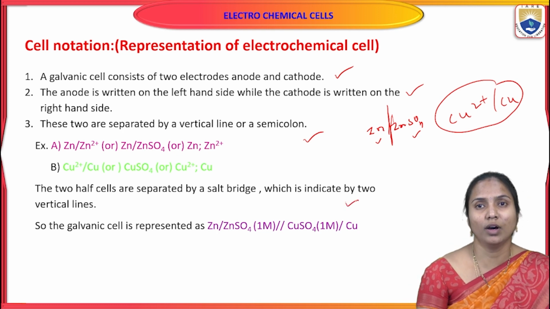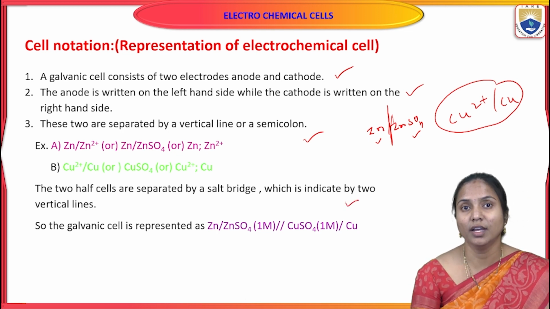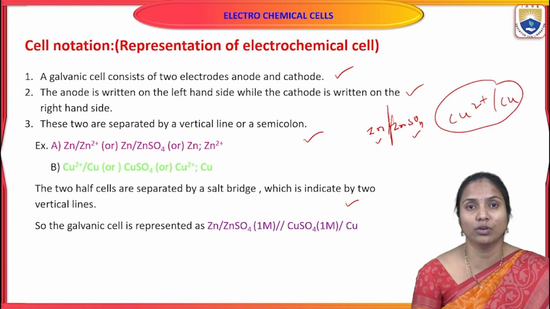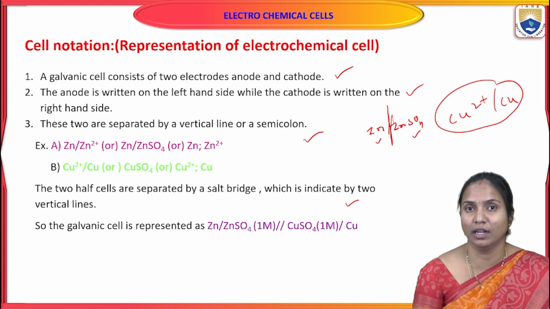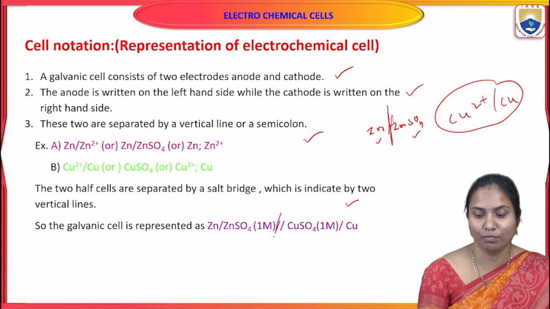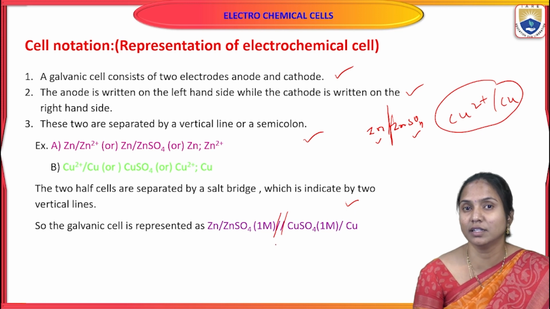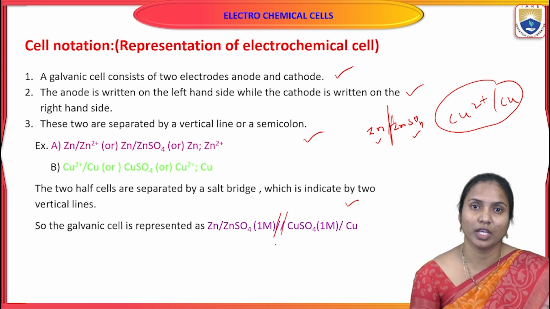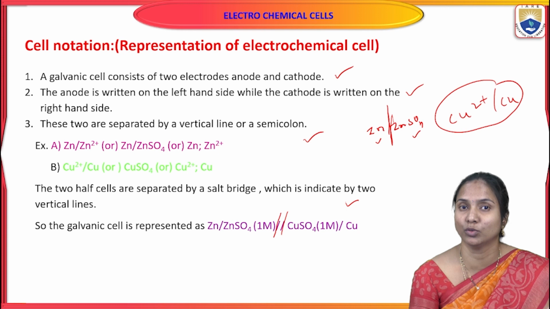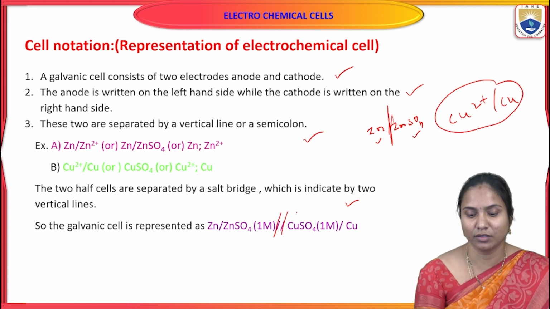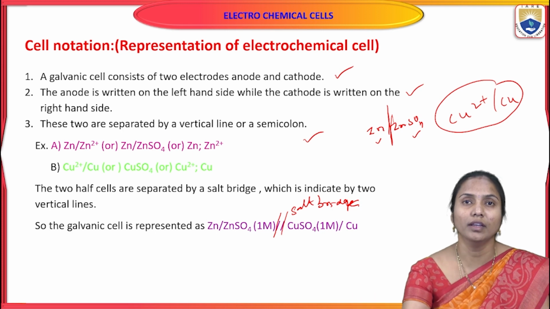Next, the two half cells, the oxidation half cell and the reduction half cell, are separated by two parallel lines. Two parallel lines indicate the salt bridge. And these two half cells are separated by two vertical lines, which indicate the salt bridge. Okay. So this is the representation of a galvanic cell.